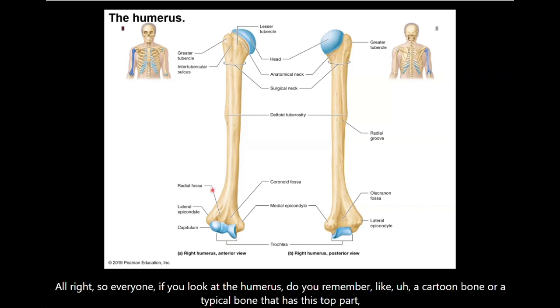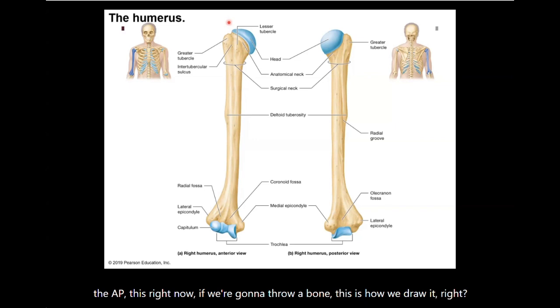All right. So everyone, if you look at the humerus, do you remember a cartoon bone or a typical bone that has this top part, the epiphysis, right? If we're going to draw a bone, this is how we draw it, right? Okay, and then we draw them equally, but that's not how it really is, okay? One part is greater than the other part, okay?